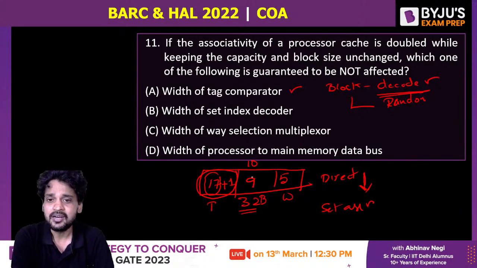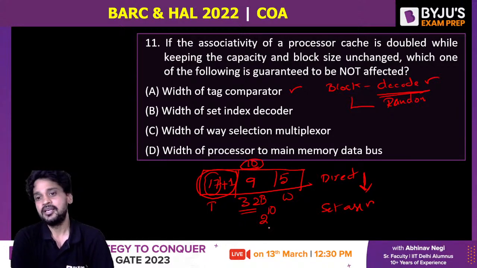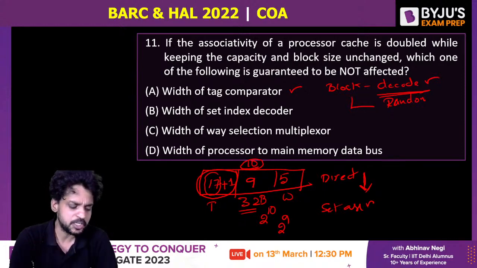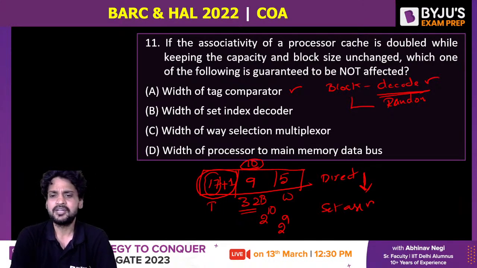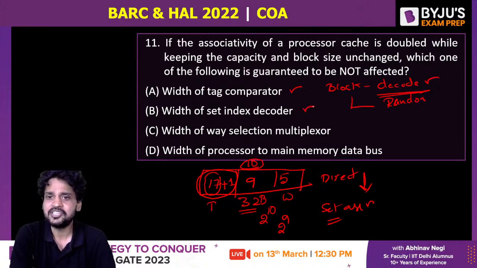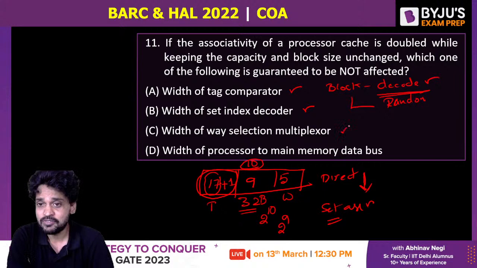Obviously, the 10 bits will give you the block number. So if the associativity gets affected, earlier I should use 2 power 10 the size of a decoder. Now the size of the decoder will get reduced to 2 power 9, right? Yes or no? 9 into 2 power 9 decoder is actually required. Yeah, main memory minus cache plus log is associativity. Very good. But when it comes to set associative, of course, set index decoder will get affected. Way selection multiplexer will also get affected.